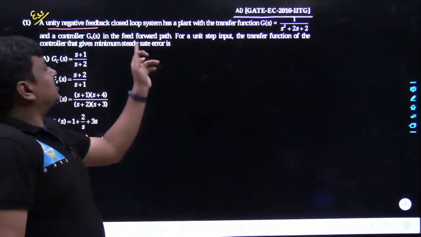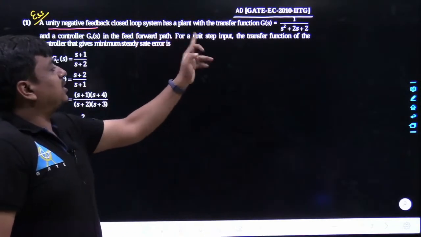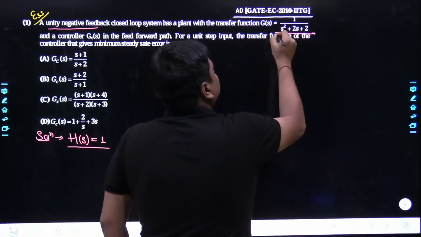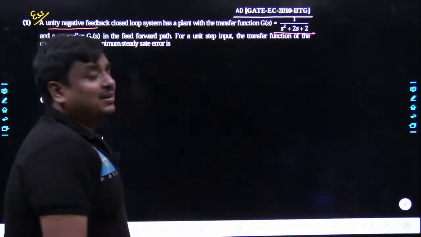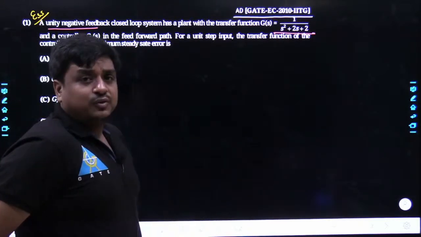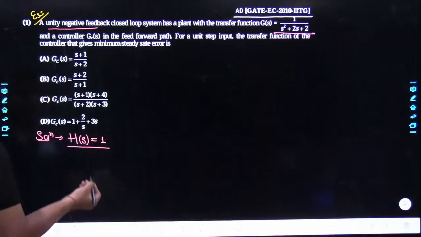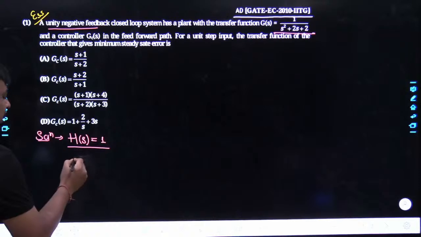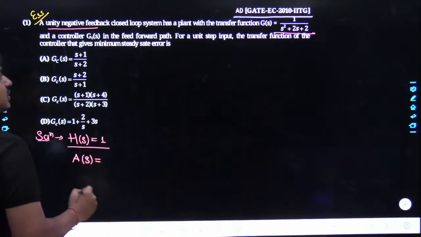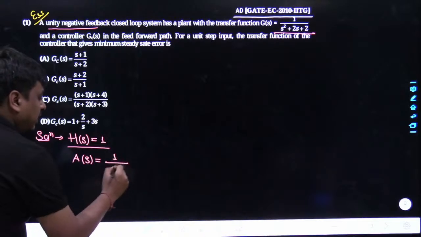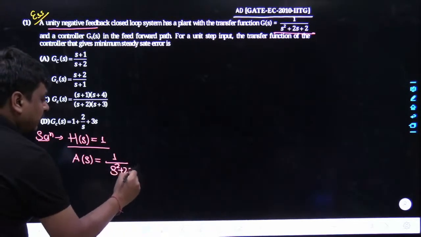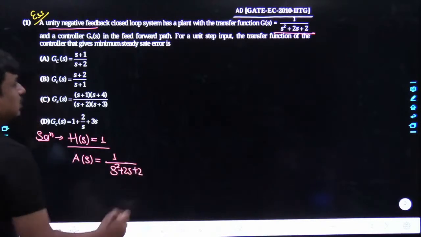The closed loop system has a plant with the transfer function. That means within the closed loop system we have a plant, and the plant has a transfer function 1 divided by s square plus 2s plus 2. So here, I may call the plant transfer function A of s. The plant transfer function is equal to 1 divided by s square plus 2s plus 2. Agree?